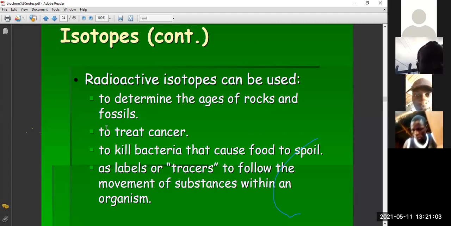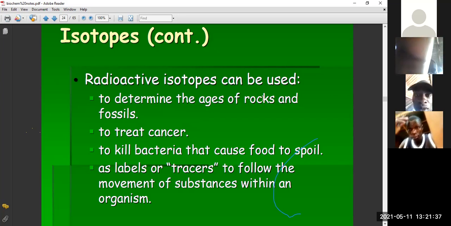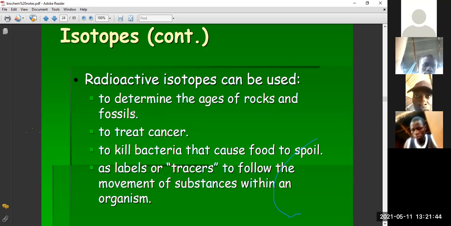Just to clarify on this, treatment of cancer. Those cancer machines, there are radiations in those scannings and stuff. It's not like it's written radioactive isotopes, but that helps in treatment of cancer. Then it also helps to determine the ages of rocks and fossils, the ancient findings of bones and stones. These isotopes help in determining how long this bone has been here.